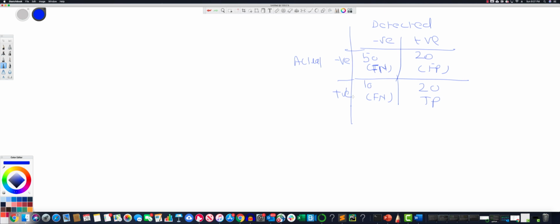Now let's see the recall. The recall basically indicates it's true positive divided by true positive plus false negative. It basically indicates what percentage of actual infected people our model has correctly predicted. So if you substitute the values, here in this particular case, true positive is 20 plus 10, so this comes out to be 66.67%, right?